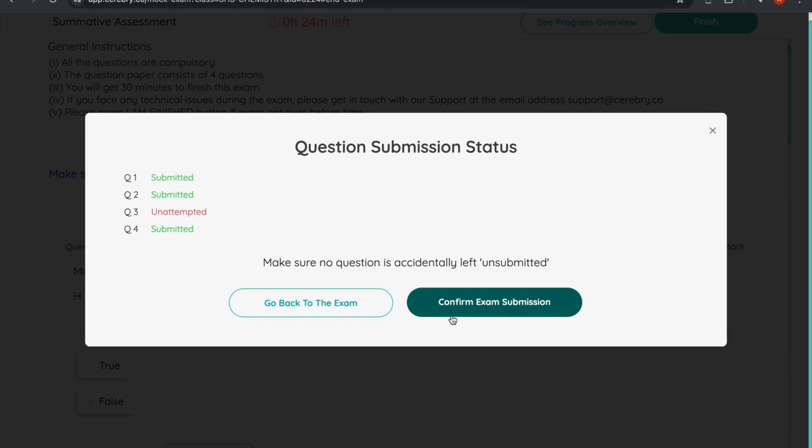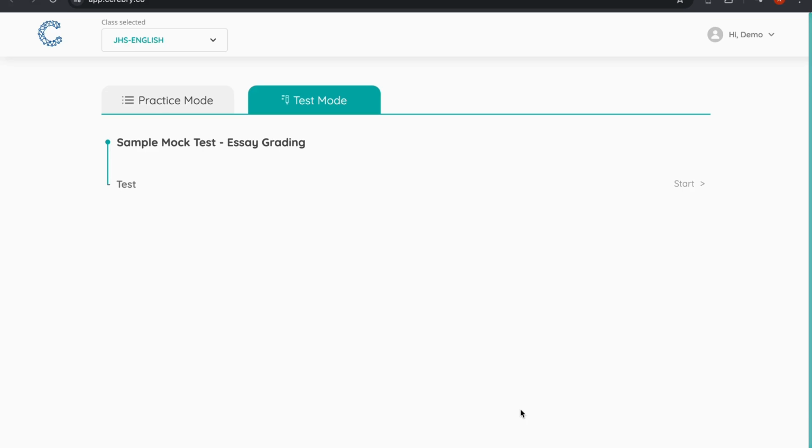The student can either click on confirm exam submission or they can go back to the exam and continue the test if they wish to. Students can also attempt essays and the essays will be auto graded by our AI.